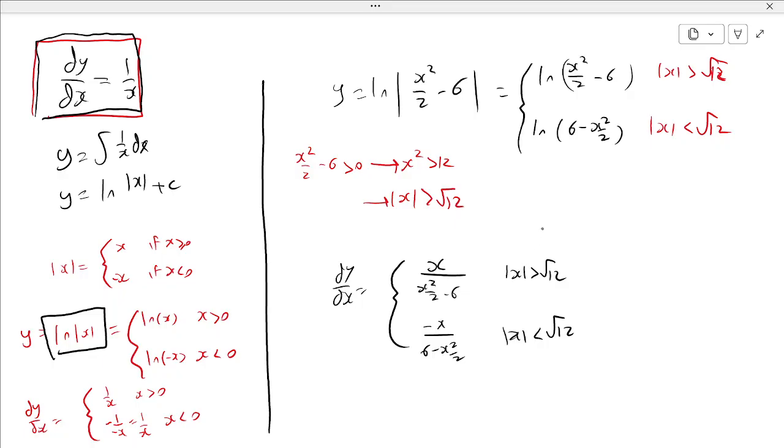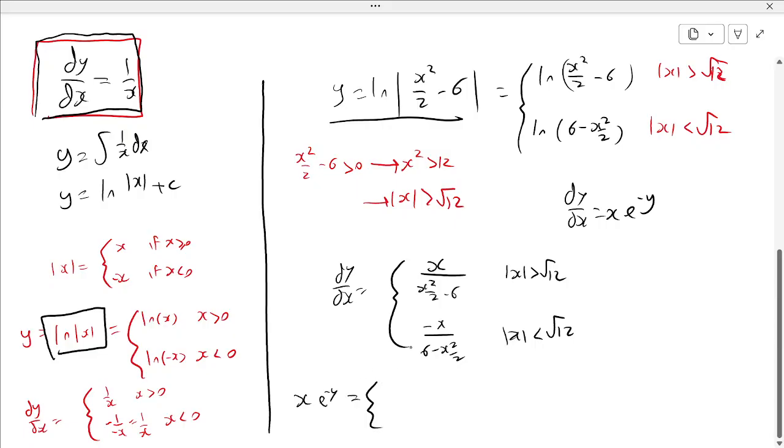But the differential equation was dy by dx equals x e to the negative y. And if this is y, we know what dy by dx is. If you figure out what x e to the negative y is, in the case where the absolute value of x is more than root 12, e to the y will just be, in either case, x squared over 2 minus 6. So e to the negative y will just be 1 over that. So in this top situation, x e to the negative y is x over x squared over 2 minus 6. That's fine.